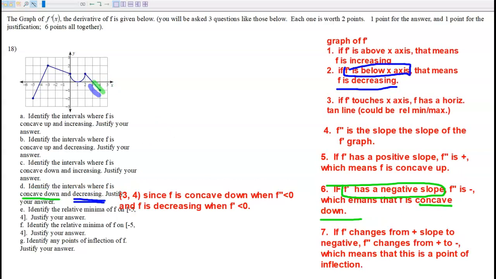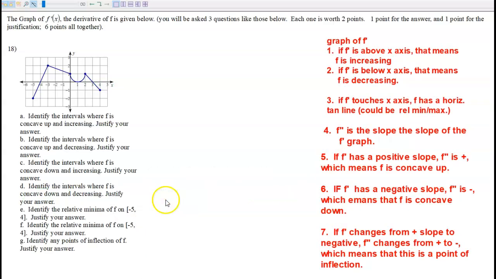Alrighty. Let's move on to our next question. Part E. Identify the relative min of f on the interval from -5 to 4. Now that's just the entire graph.